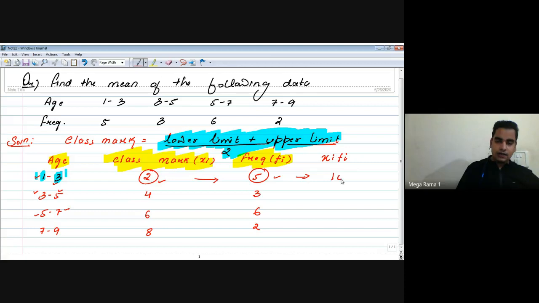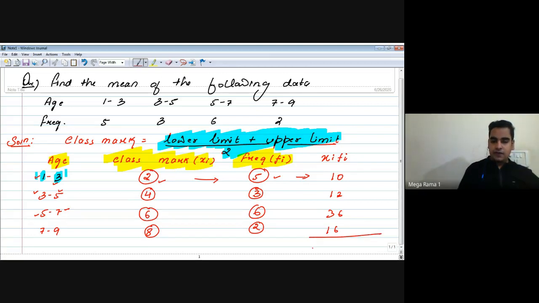10, right? What will be the multiplication of 4 and 3? 12. 6 and 6, we have 36. And 8 and 2, we have 16. Now this problem is similar to the one we did yesterday.